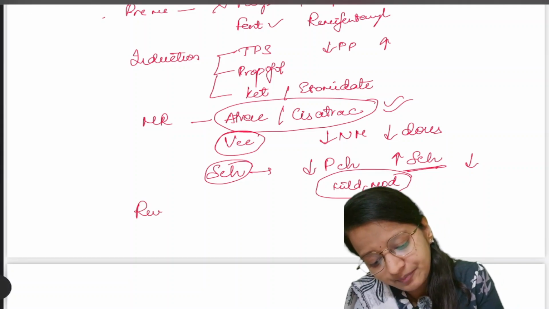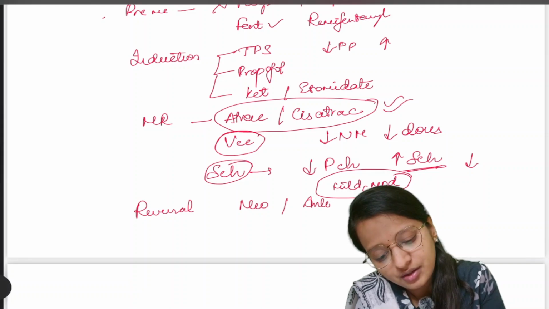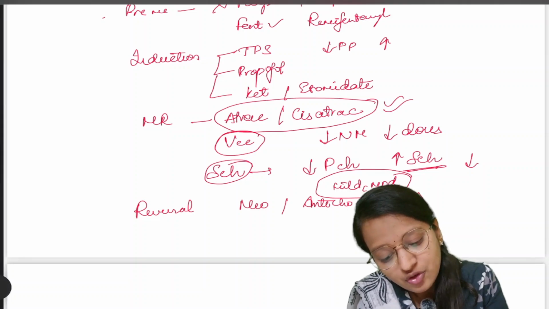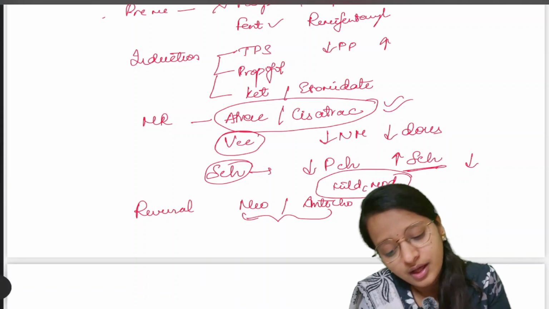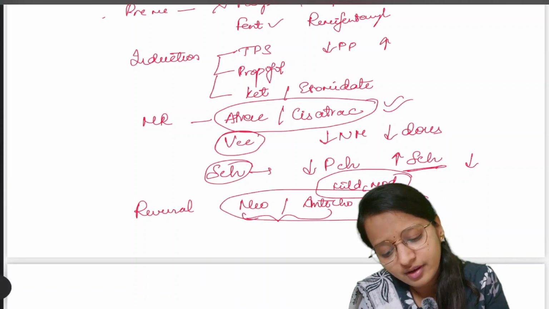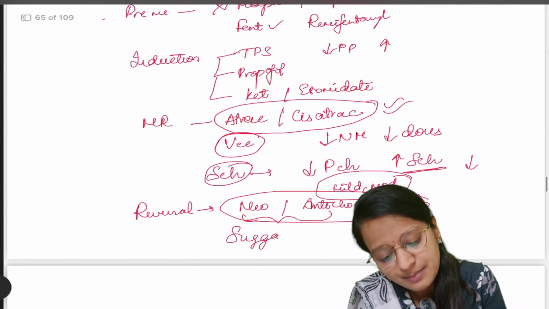Now reversal. Neostigmine with an anticholinergic, glycopyrrolate mostly. The duration of action of both of these is prolonged, so it's okay to give your routine reversal. But sugammadex is the best choice.